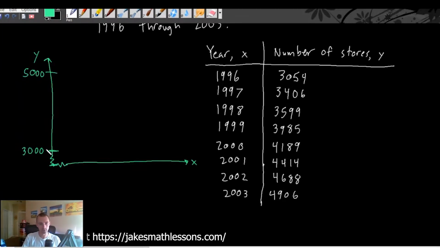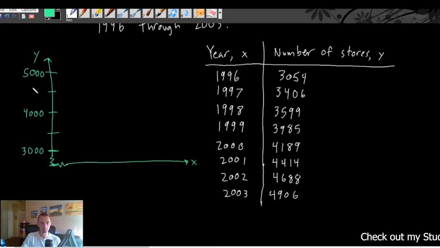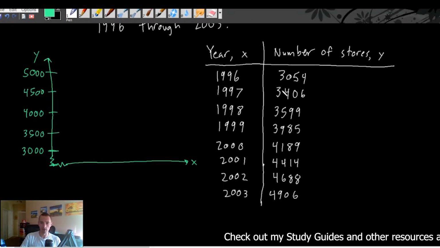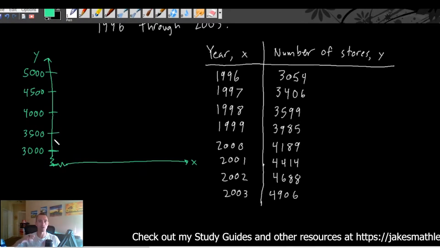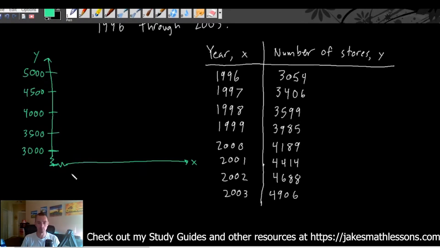It's basically saying that we're skipping over all these numbers down here that we don't really want to worry about drawing, so that we can zoom in on the part we actually care about, which is from 3,000 to 5,000. So then I'll just split this into some smaller pieces. We'll label it 3,500, 4,000, 4,500. So that the area where all of our data points actually lie is spread out and zoomed in on as much as possible.